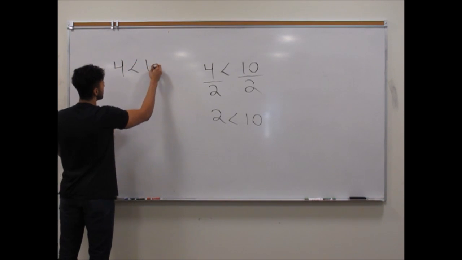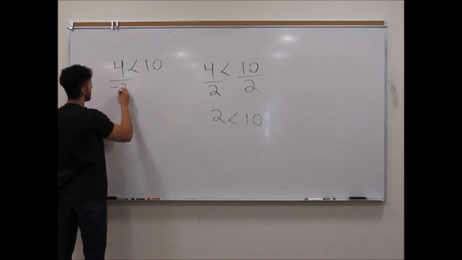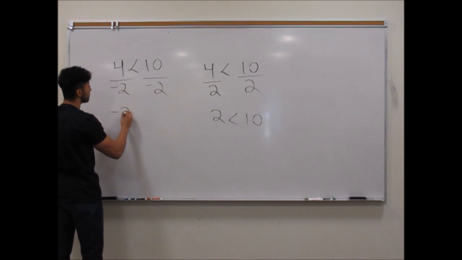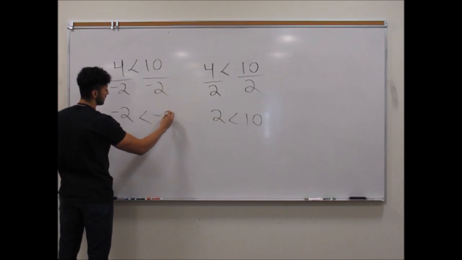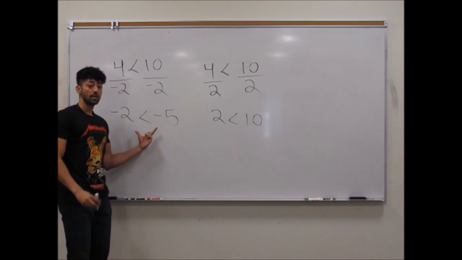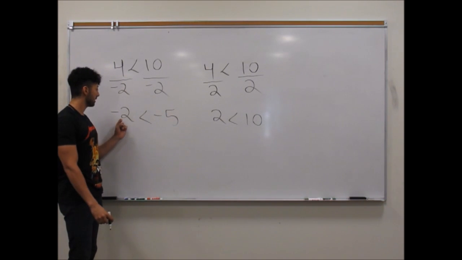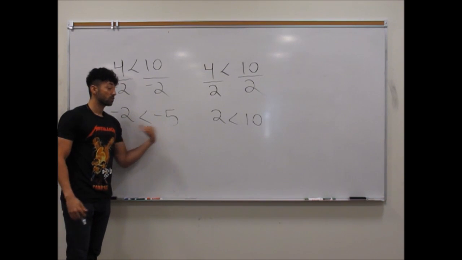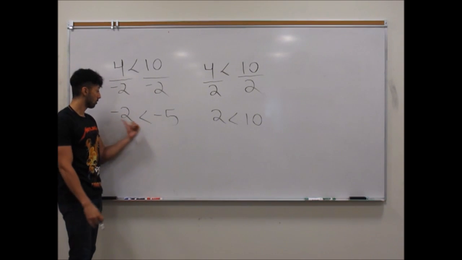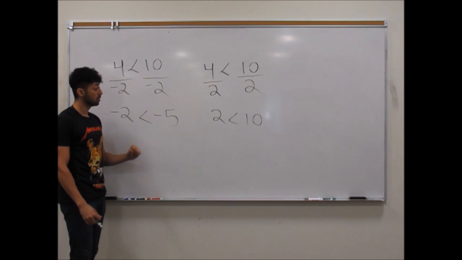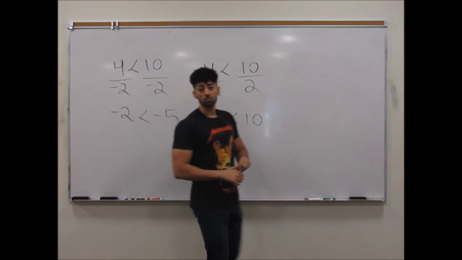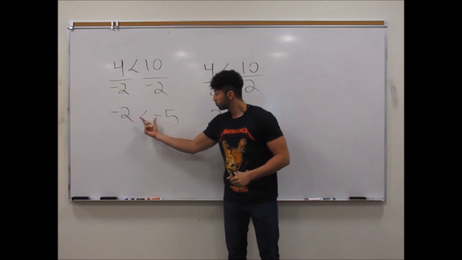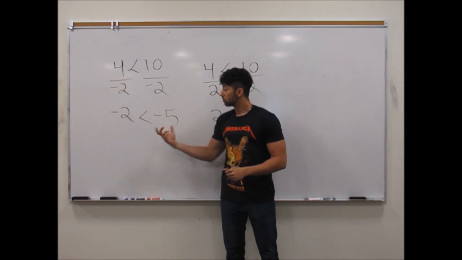4 is less than 10. Now this time let's divide by a negative 2 and see what happens. So on this side we get negative 2, and on this side we get negative 5. Now when we look at the statement, it's actually false, because it's saying negative 2 is less than negative 5. But we know that's false. We could look at a number line, or however we want to look at it, but this is false. So that wasn't really a proof or anything. It was just a quick explanation of why we have to switch the sign when you divide or multiply by a negative.